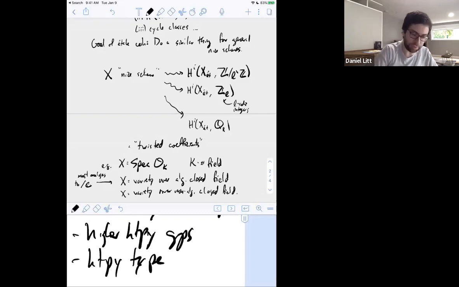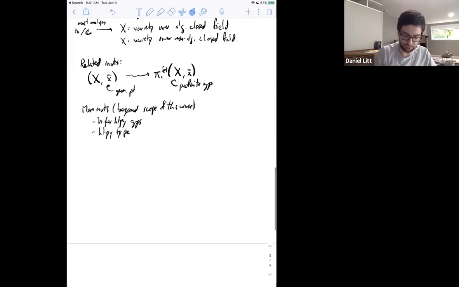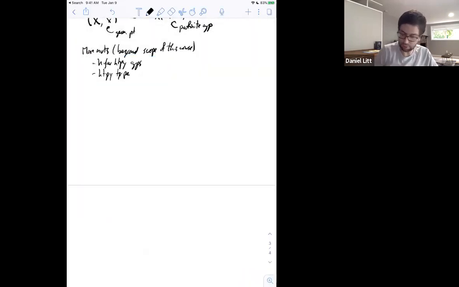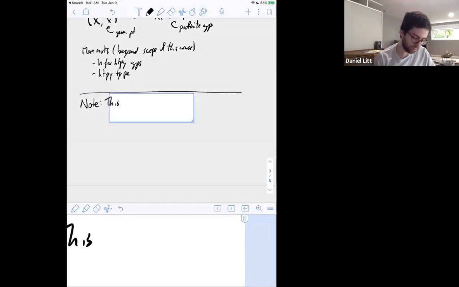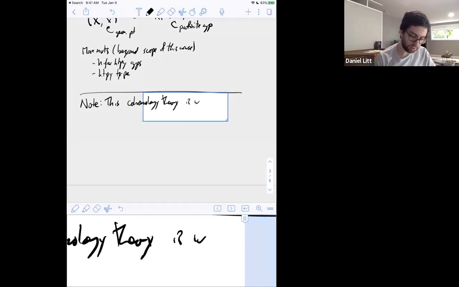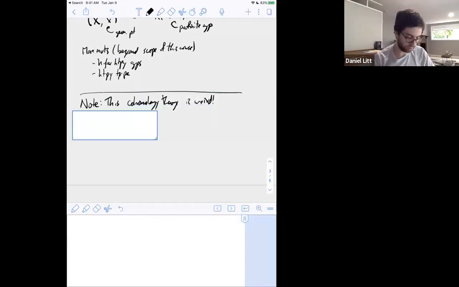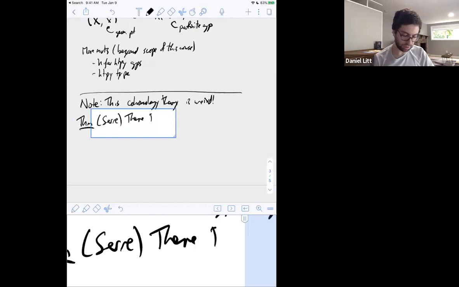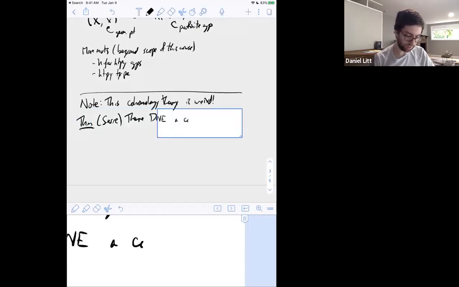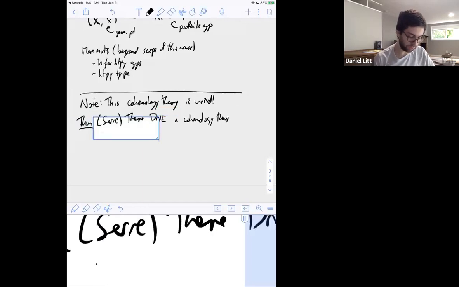Okay, so I want to talk a little bit about the historical motivation and how this situation actually, in some sense, really differs from the complex numbers. So here's the first theorem I'm going to prove in the course. This cohomology theory has to be kind of weird. Here's a theorem of Serre, which I'm going to sketch the proof of. There does not exist a cohomology theory for schemes over F_p bar with the following properties.